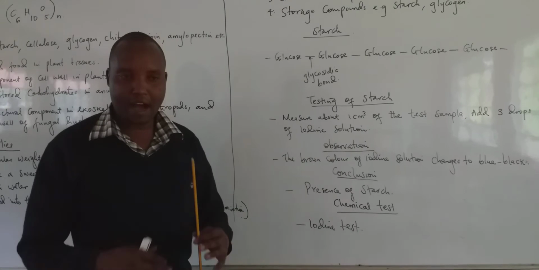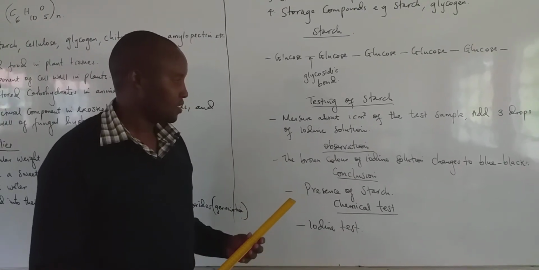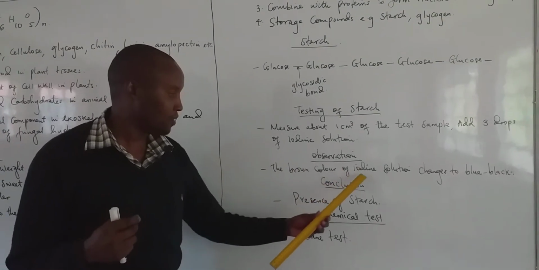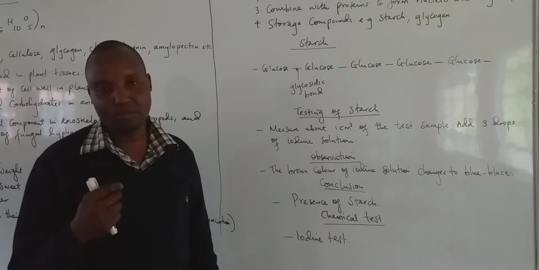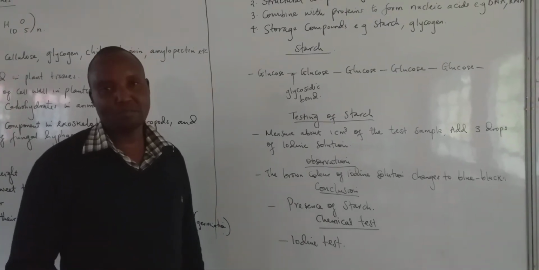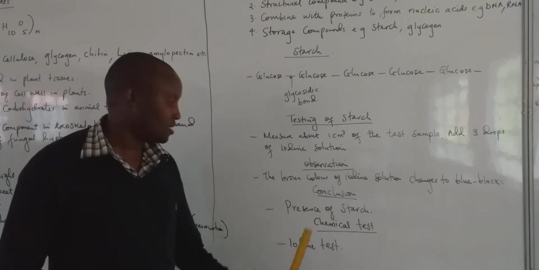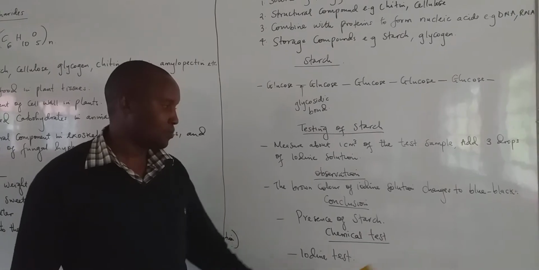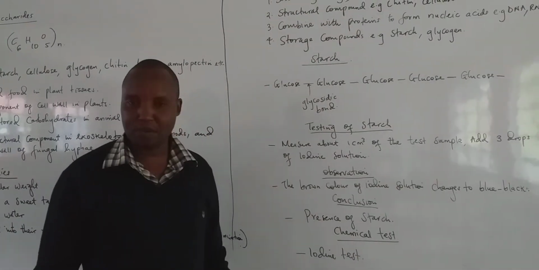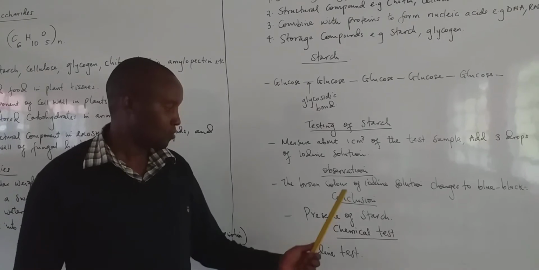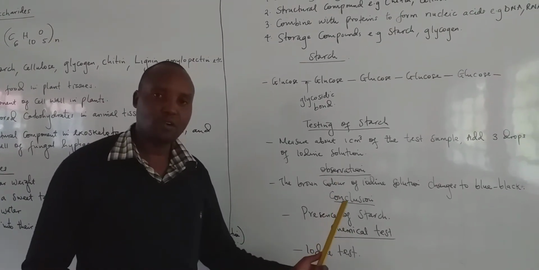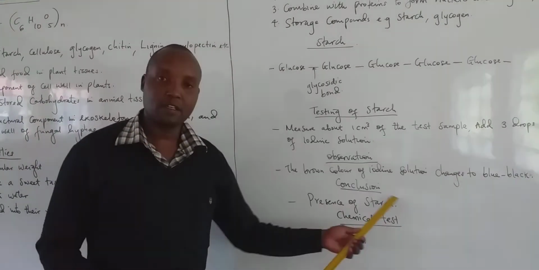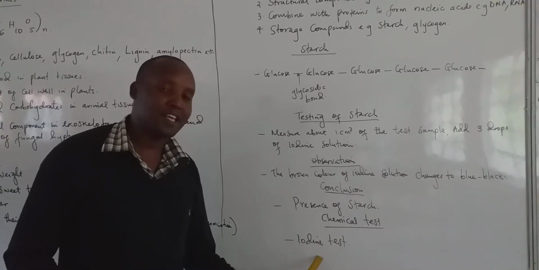Now, observation. After adding 3 drops of iodine solution, you realize that the brown color of iodine solution will change to blue-black. Don't just say the color changes to blue-black. Which color changes to blue-black? It's supposed to be the brown color of iodine solution that changes to blue-black. And when it changes to blue-black, you will say there is presence of starch. And the chemical test you are performing when testing starch is referred to as the iodine test.